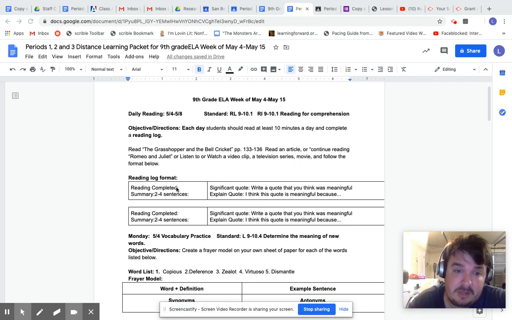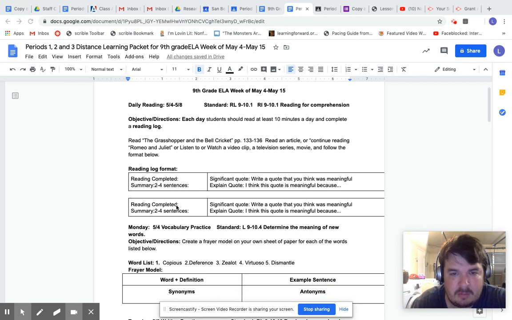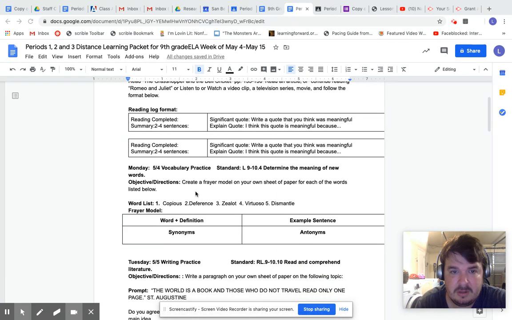So anyway, you would just write reading completed or movie watched right here. Summary, 2 to 4 sentences, a significant quote from the show or from your reading, and then explain your quote. Okay, why is it meaningful? Rinse and repeat for the next day. Do that five times in total, so 3 more times after this because you already have two templates right here.